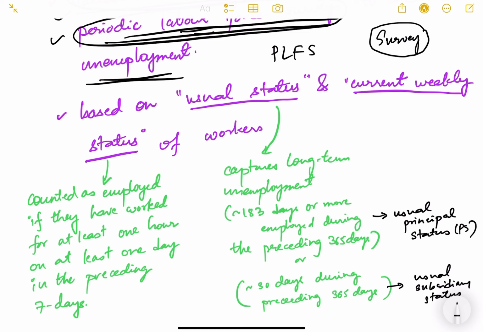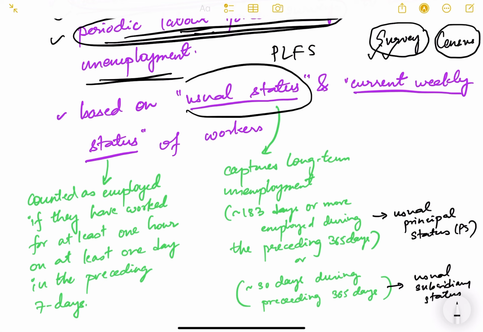Whenever we go and ask questions to each and every household in the country, that is called a census. Census is conducted every 10 years, but this is a survey. A survey is not conducted for the entire population because it will take a lot of time and we can't afford to do it. It costs us money also. So how do they do it?